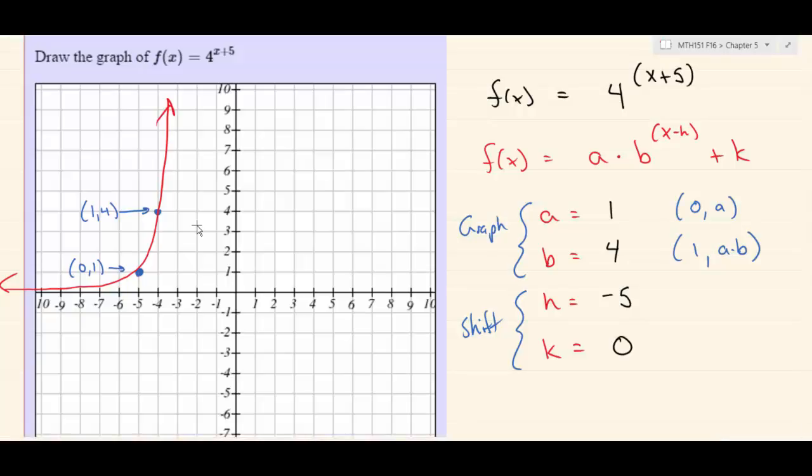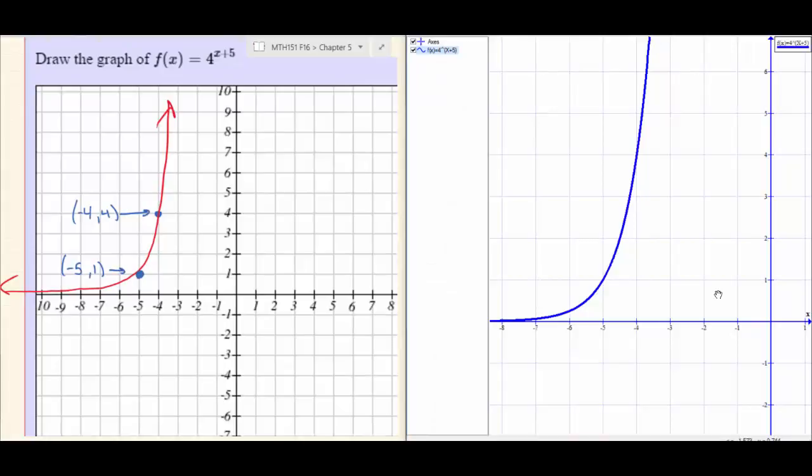This now changes our points. What we need to do is subtract 5 from our x coordinates. So instead of (0, 1), this is going to become (-5, 1), and instead of (1, 4), this point will become (-4, 4). All we're doing is subtracting 5 from our x coordinates. That's what the horizontal shift does. So our graph has a point at (-5, 1), their graph has a point at (-5, 1). Our graph has a point at (-4, 4), their graph has a point at (-4, 4).